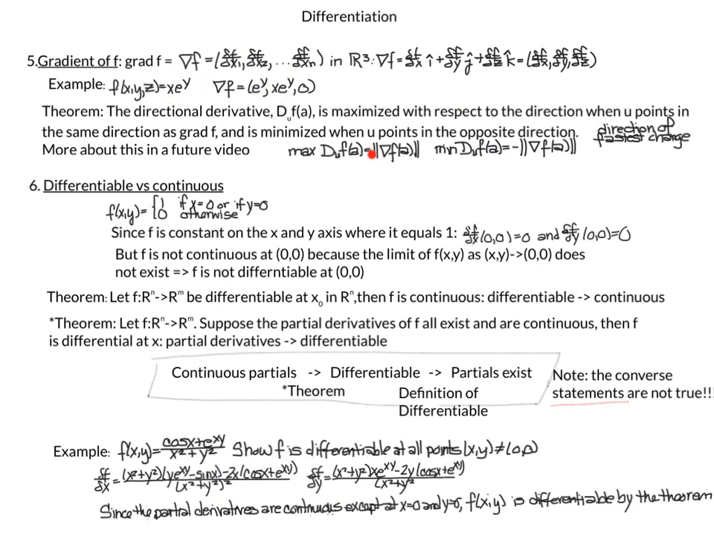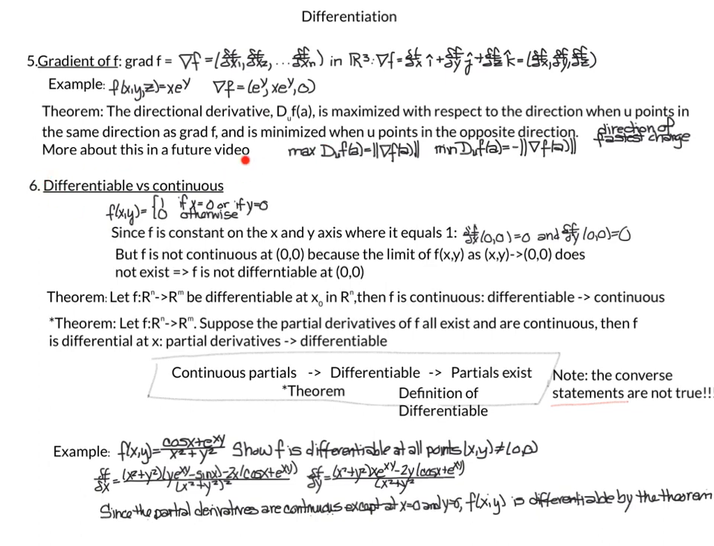And we have this theorem here, although it's going to be explored later in the chapter, that the directional derivative is maximized with respect to the direction when u points in the same direction as the gradient. In other words, if you want to increase your function the fastest, you'll go in the direction of your gradient. So the gradient will point you in the direction to go. Again, that's something we'll cover in a future video, in a future chapter.